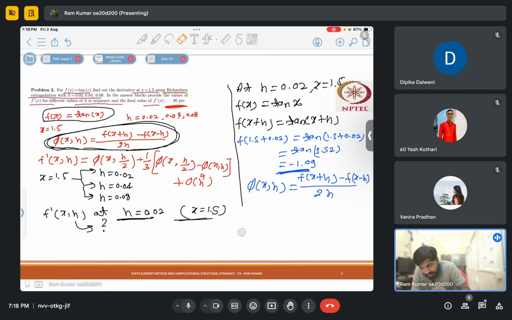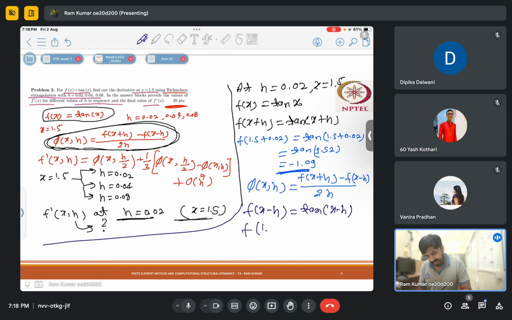Before going to find phi, we have to find f of x minus h. What will be the value? F of x minus h will be tan of x minus h. So x we are having 1.5, h we are having 0.02. It will be tan of 1.5 minus 0.02, which is tan of 1.48, and it will be 0.017. Okay, so we got f of x plus h and f of x minus h.